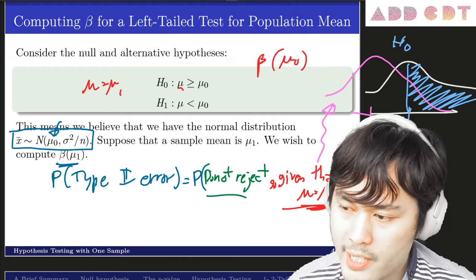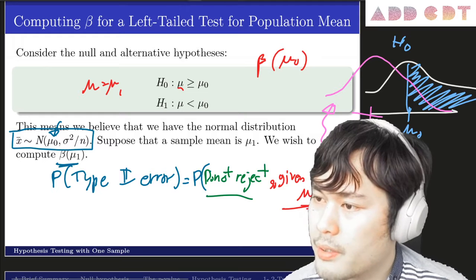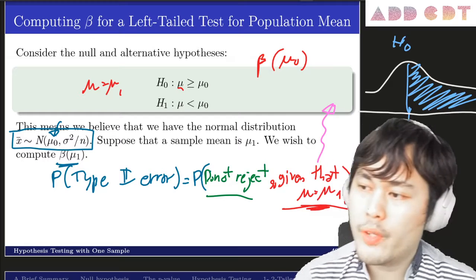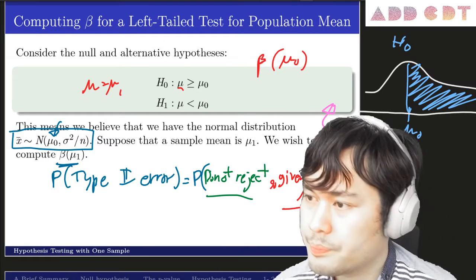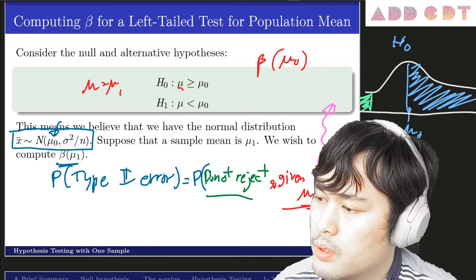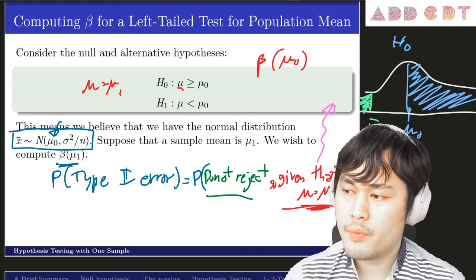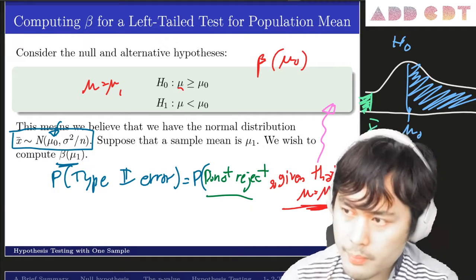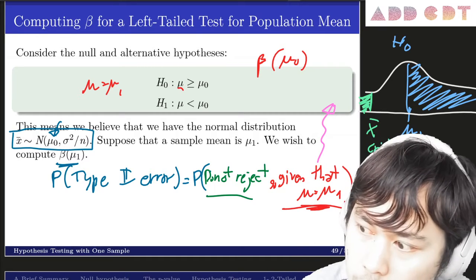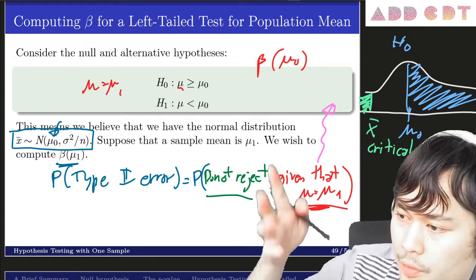And then what does it mean to reject? Remember how we reject. Okay, so maybe let's get rid of that first. When do we reject the null hypothesis? We reject when the value is too low. And since we reject when it's too low, we have a point here, which we're going to call the critical value.